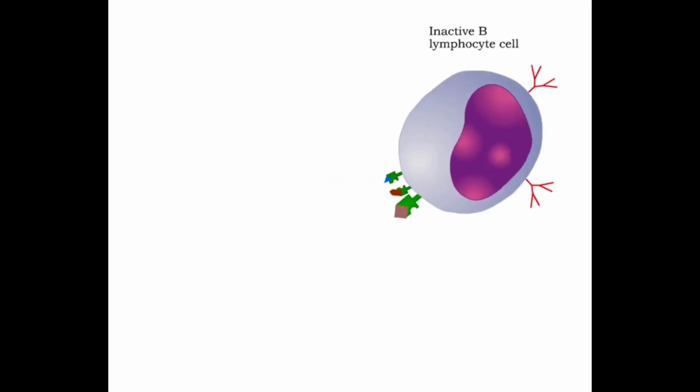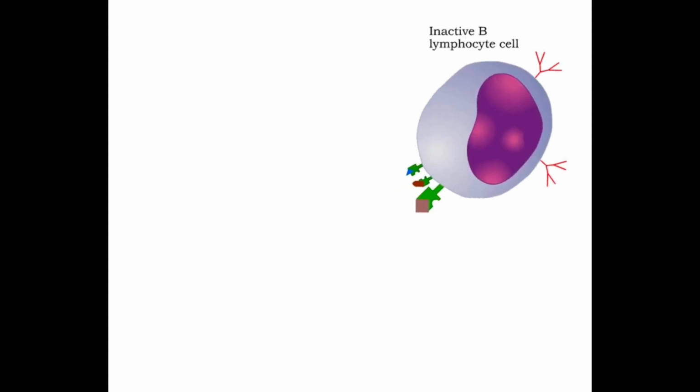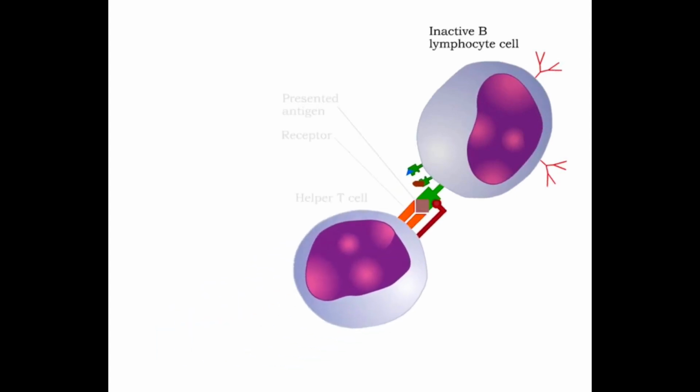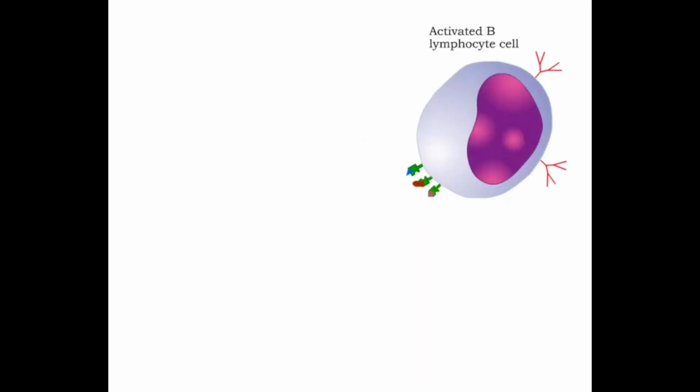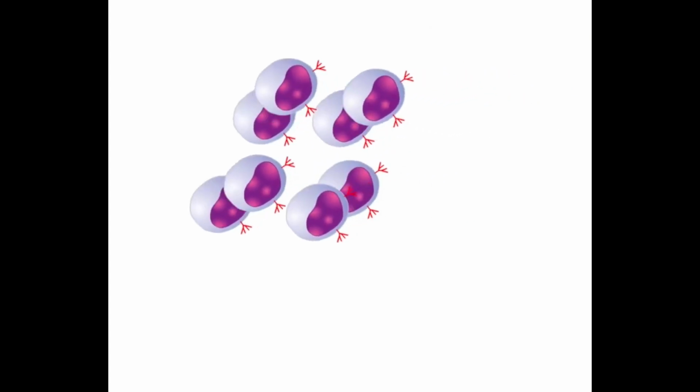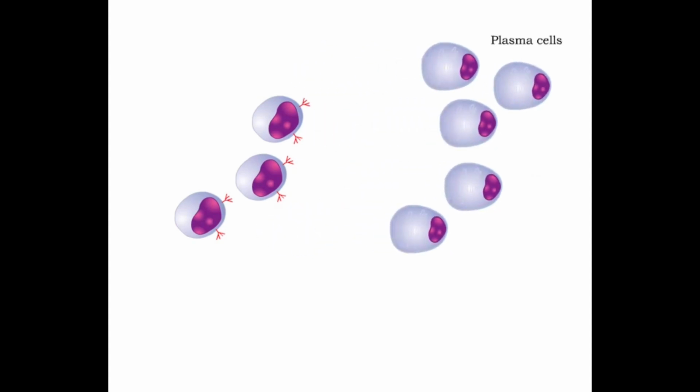Then, a helper T cell with the appropriate T cell receptor binds to the presented antigen. The binding of the helper T cell with the B cell triggers the release of interleukins, which causes activation of the B cell. The activated B cell proliferates into many identical B cells in a process called clonal selection. Most of these cells differentiate into plasma cells. These plasma cells are effector B cells, which release antibodies.